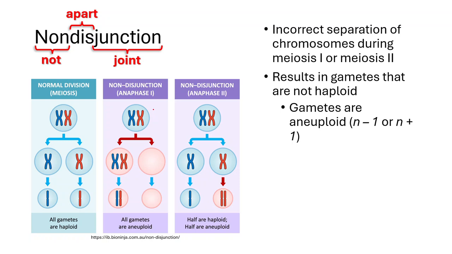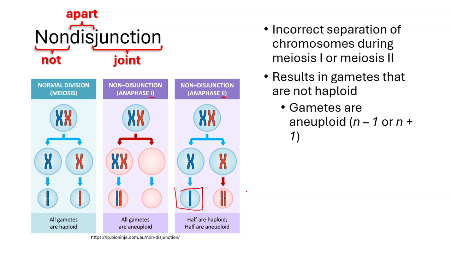Now, if the non-disjunction event happens during meiosis 1, homologous chromosomes don't separate, and then all of the gametes that are formed are going to be aneuploid. They'll either have one extra or one too few chromosomes. If the non-disjunction event happens during meiosis 2, then half of your gametes, the ones formed from the cell during meiosis 1 that correctly undergoes meiosis 2 and separates sister chromatids, are going to be completely haploid and normal. The other half of the gametes are going to be aneuploid.